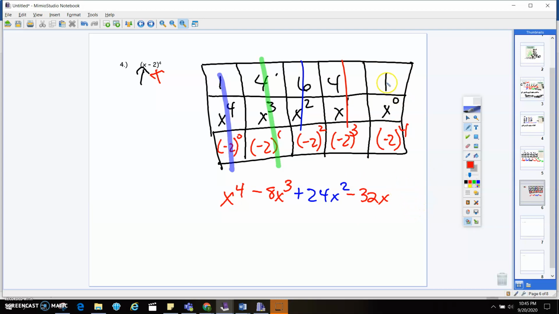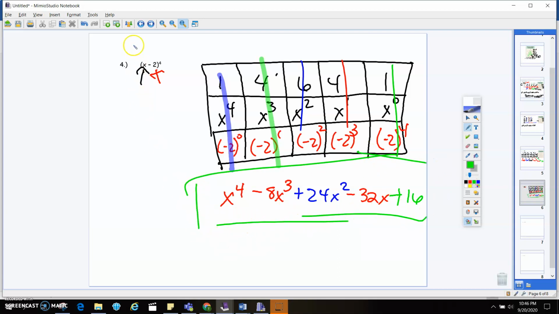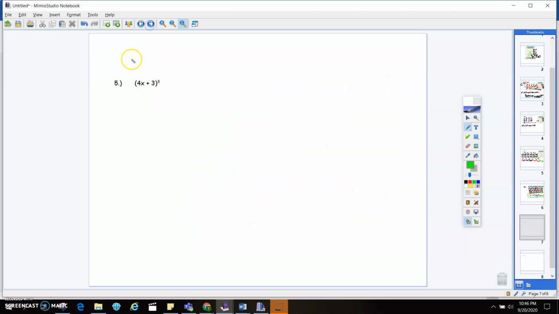And then the last column, 1 times x to the 0 power is 1. Negative 2 raised to the 4th power is going to give us positive 16. Okay, be careful of your signs because you can mess those up and it changes your answer. Go ahead and take a moment, pause the video, and try this one. Try to draw the boxes on your own, and then we'll check your work.